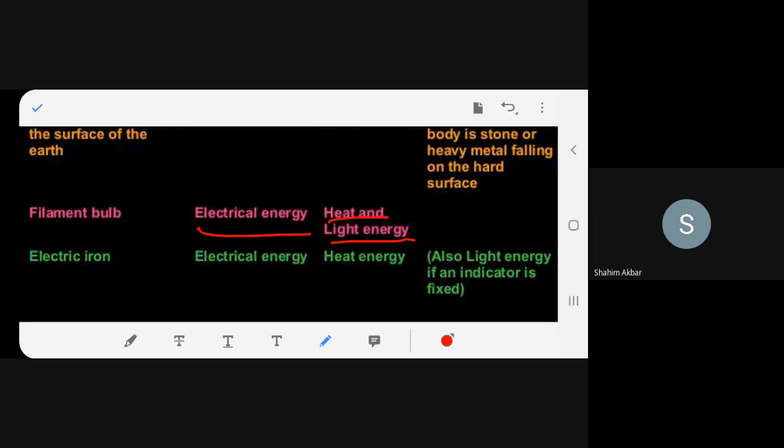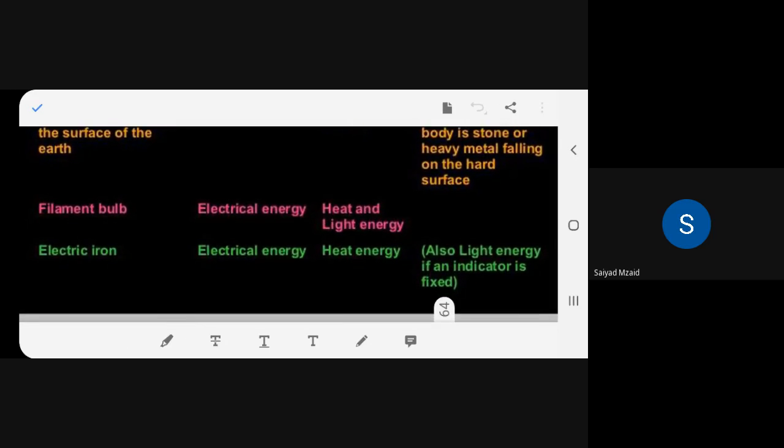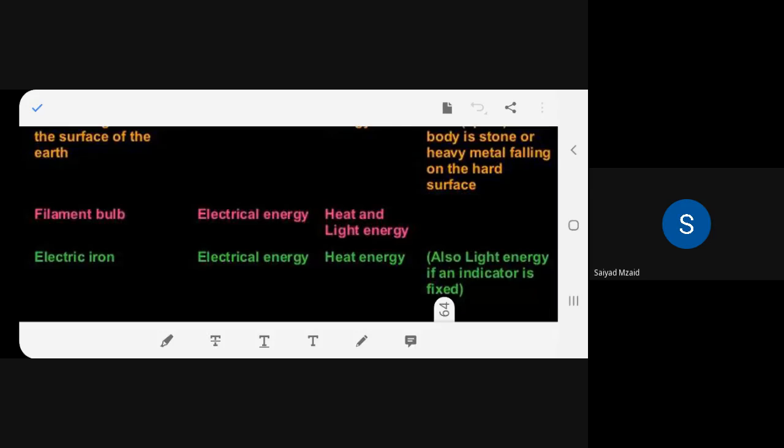All of you are understanding nicely? So what are we seeing? We are seeing the transformation of energy, from one form to another form. Got it? Now we'll talk about the iron, that is the electric iron.